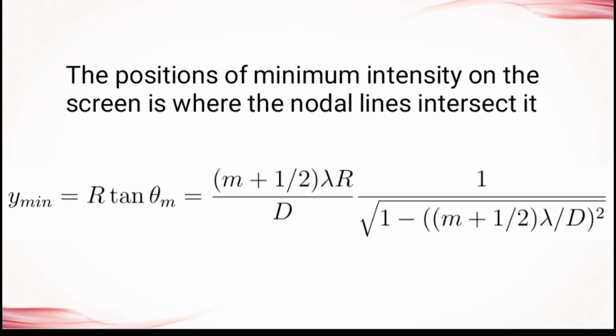To also calculate the positions of minimum intensity on the screen, where the nodal line intersects, we have y minimum equal to R times tan theta M, which is equal to (M plus 1/2) times lambda times R over d, times 1 over the square root of 1 minus (M plus 1/2) times lambda over d, squared.